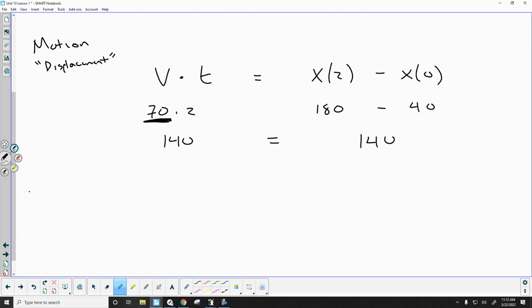But if I told you your velocity was changing, like my velocity is t squared, so I'm accelerating, the idea of velocity times time is tougher to do. But then we said, you know what? We could think about the idea behind it as an area. T squared from 0 to 2, like velocity times time, ends up looking like an area.